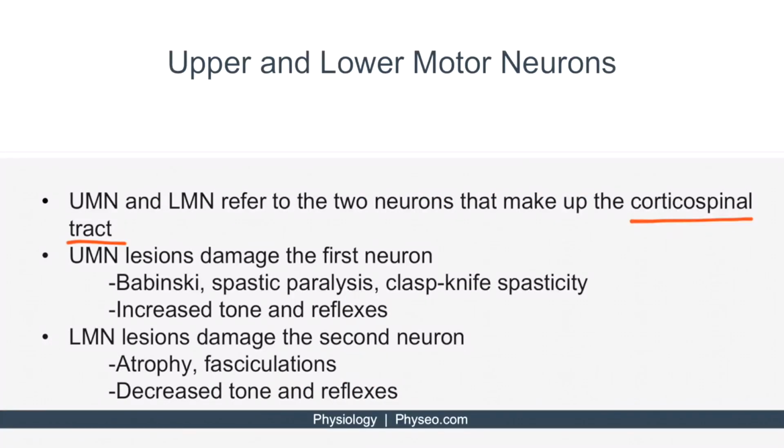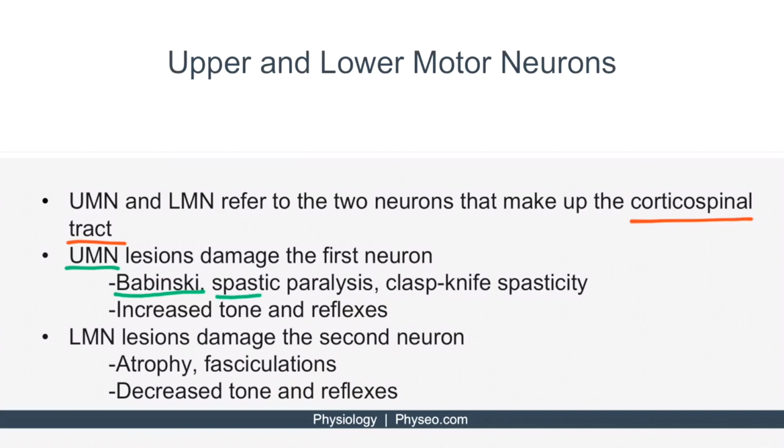Now, upper motor neuron lesions damage that first neuron, as mentioned. So signs of upper motor neuron damage would be the Babinski reflex. This is where the bottom of the foot is stroked and the patient's big toe ends up pointing up, as in upper motor neuron. Now, the Babinski reflex is normal in infants, but it's not normal in adults. The patient's feet should squeeze down and toes point down. So if you get the Babinski reflex in an adult, you're thinking about upper motor neuron damage.